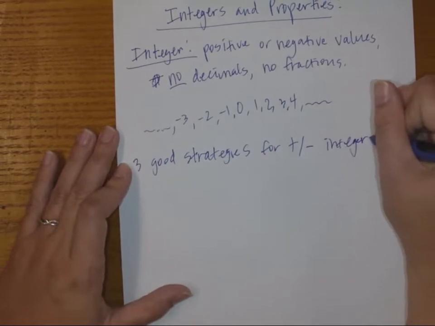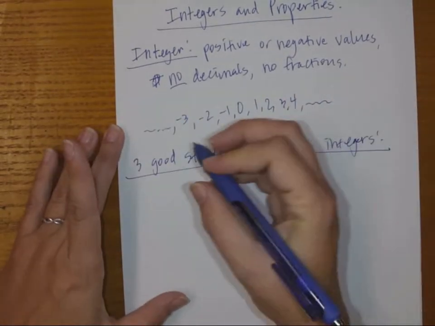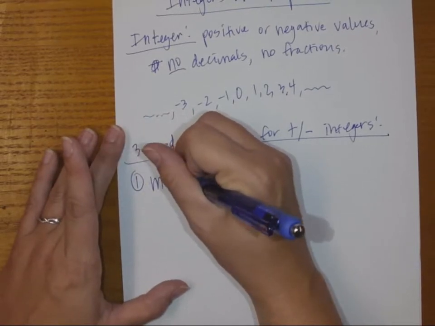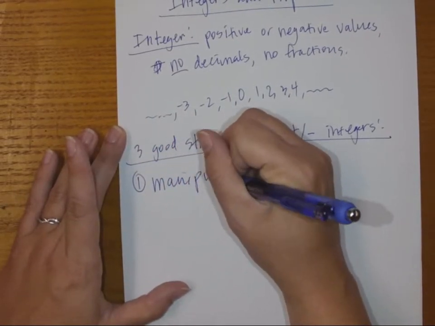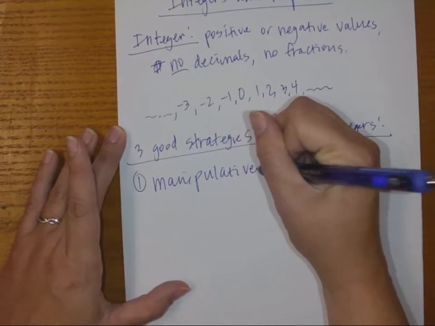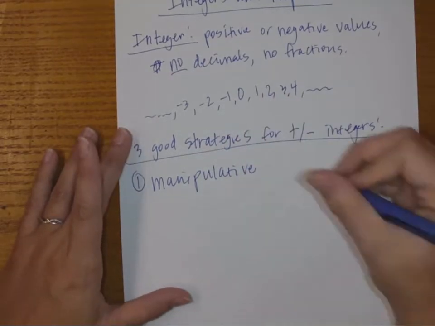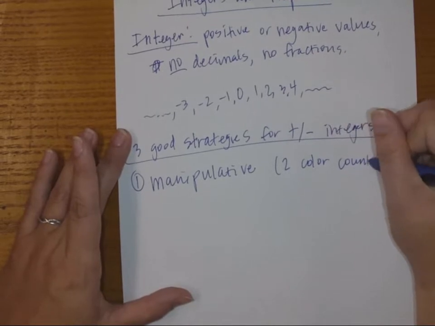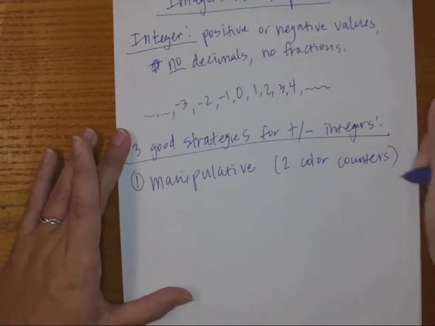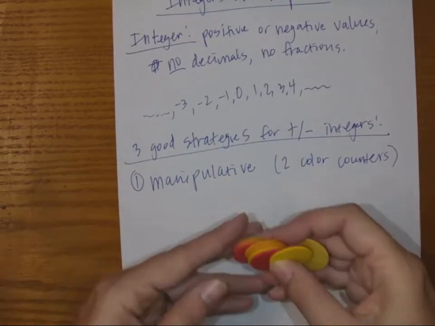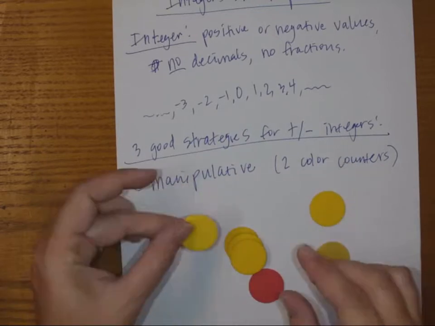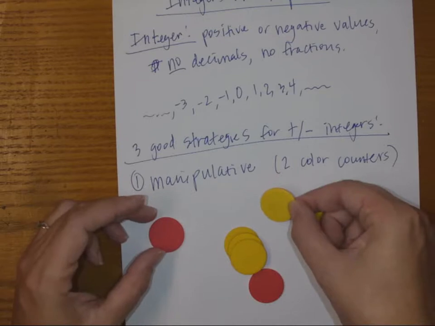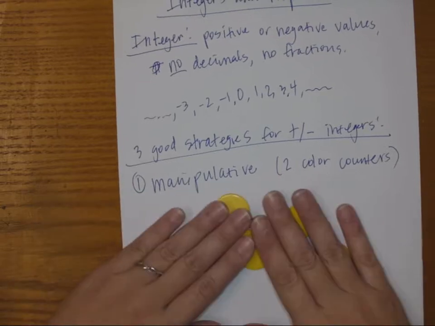So the first one we're going to talk about is a manipulative. The manipulative that we use for adding and subtracting integers is called 2 color counters. They're yellow and blue, excuse me, they're red on one side, yellow on the other. And so just a bag of those is all we need.